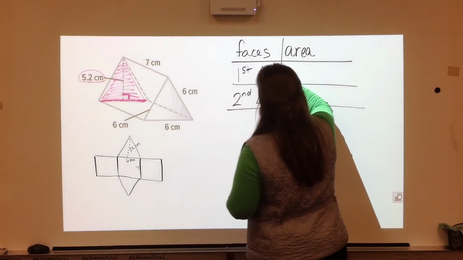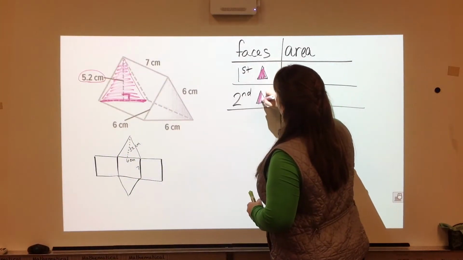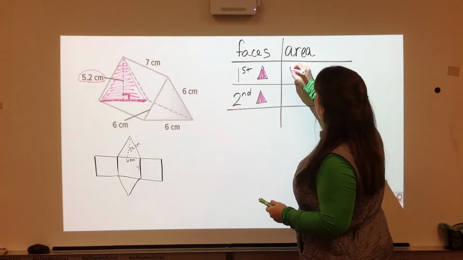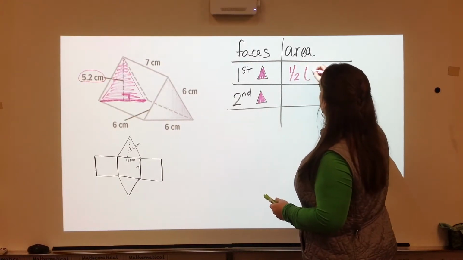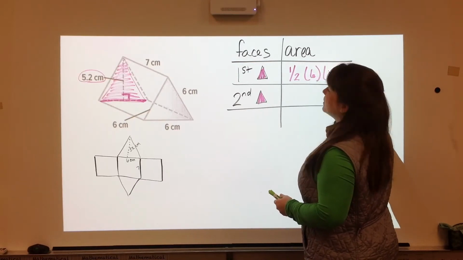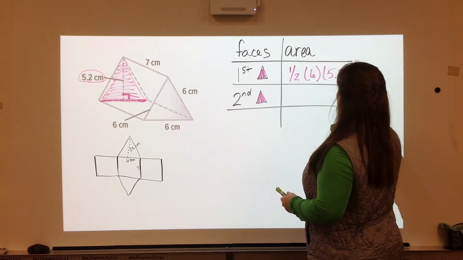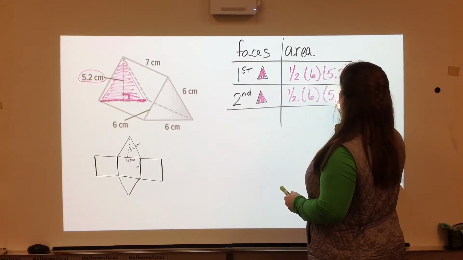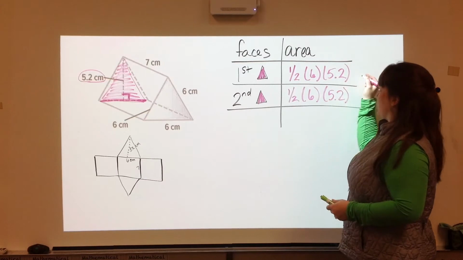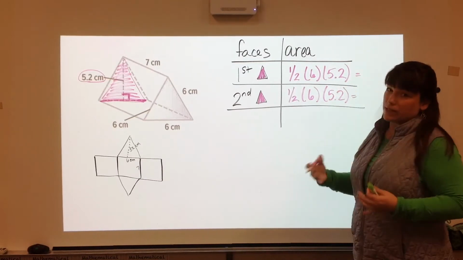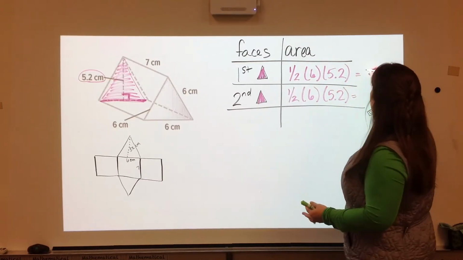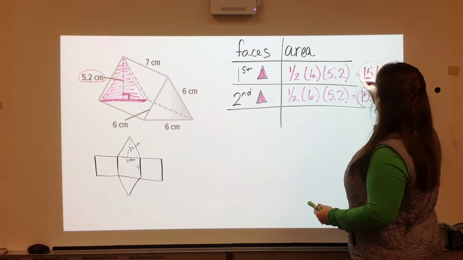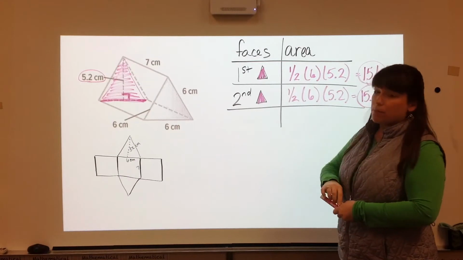So my first triangle and my second triangle are going to be that pink area, and that's going to be 1/2 times 6 times the height, which is 5.2. It's going to be the same for the second one. And then I actually need to find out what is that area. When we use our calculator, we get an area of 15.6 for both triangles. Now let's deal with the bottom.